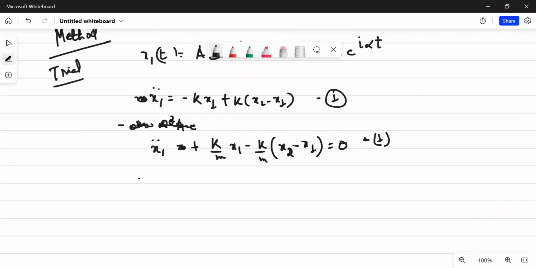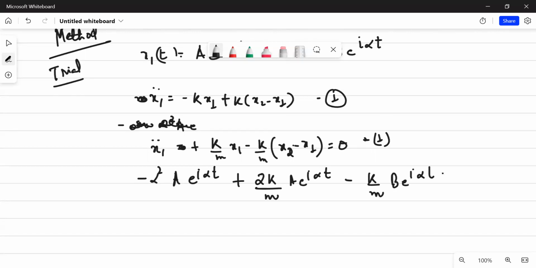सो इससे क्या आएगा, माइनस अल्फा स्क्वायर a e की पावर आयोटा अल्फा टी, एंड देन दिस विल बी लाइक 2k by m a e की पावर आयोटा अल्फा टी, है ना, एंड देन दिस विल बी माइनस k by m b e की पावर आयोटा अल्फा टी इक्वल टू 0। इज दैट क्लियर? ये चीज समझ में आई?